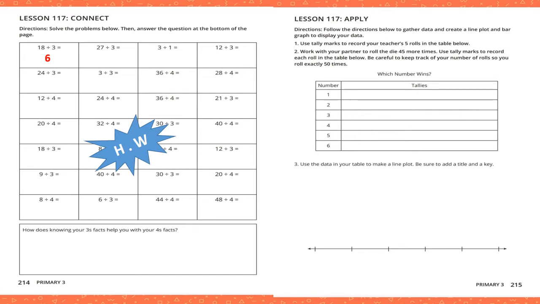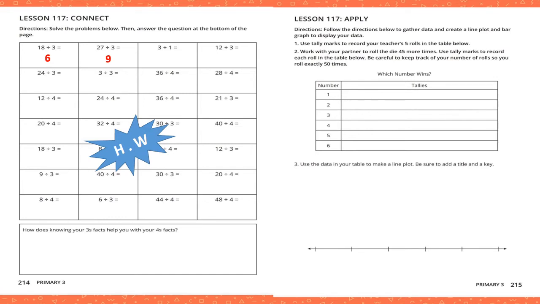Super. Next, 27 divided by 3 equals what? I get it from times table 3. 3 times what equals 27? 3, 6, 9, 12, 15, 18, 21, 24, 27. So 9. So the answer will be 9. 3 times 9 equals 27.